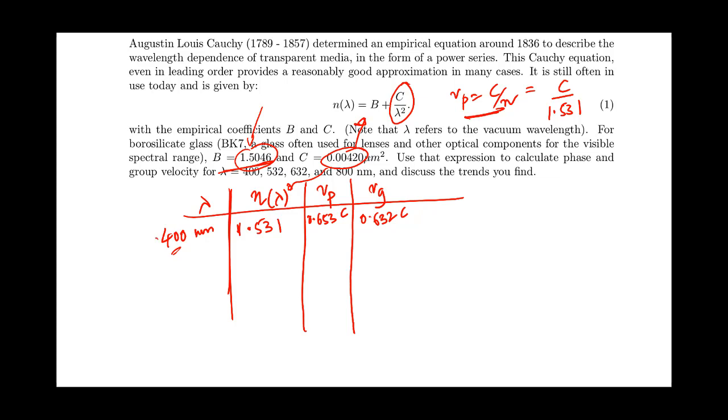So you can do for the other two wavelengths for practice, and for 800 nanometers, you would get something like 1.511.